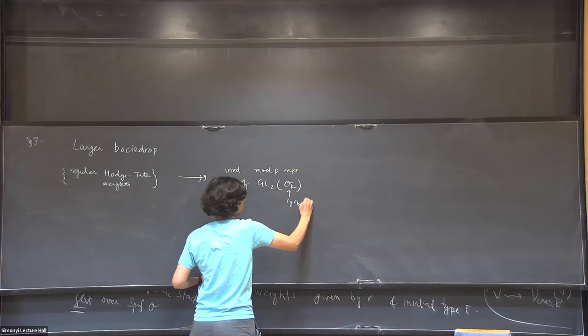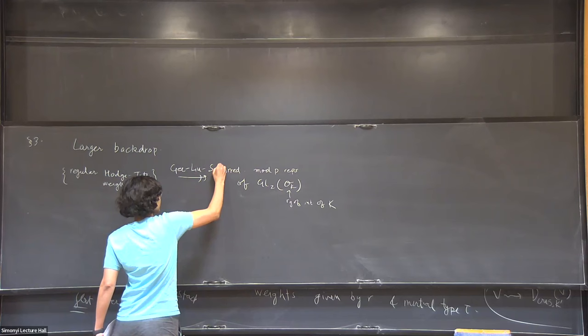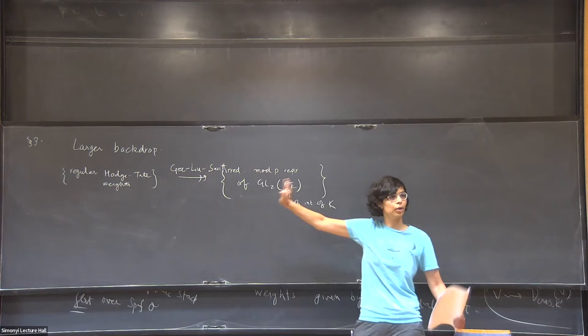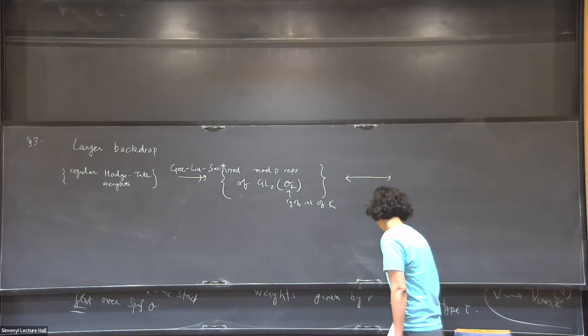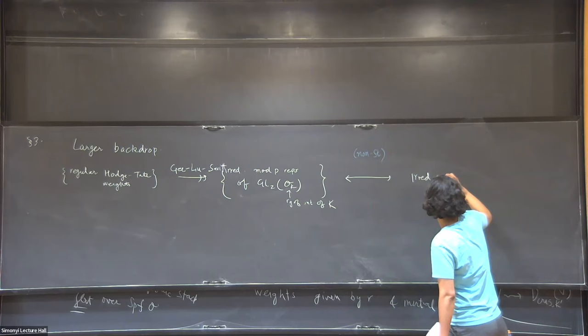And this is some sort of numerical formula that comes from the work of Gee, Liu, and Savitt. And I'll say what the point of this map is in a second. You have the surjective map from regular Hodge-Tate weights, always p bounded, so the difference is always at most p, to these irreducible mod p representations of GL2 of O_K, which are in one-to-one bijection. This is almost true, or at least this is true in the non-Steinberg setting, with the irreducible components of the Emerton-Gee stack.